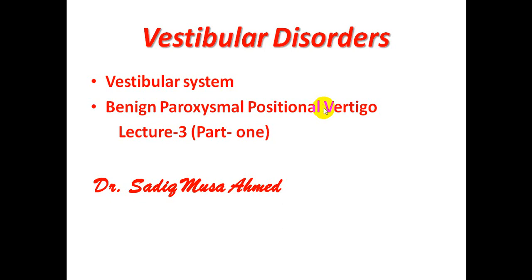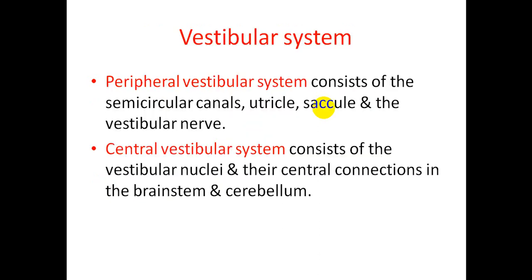This is the third lecture about the vestibular disorders. I will talk about the vestibular system and benign paroxysmal positional vertigo. The vestibular system consists of two parts: the peripheral vestibular system and the central vestibular system.